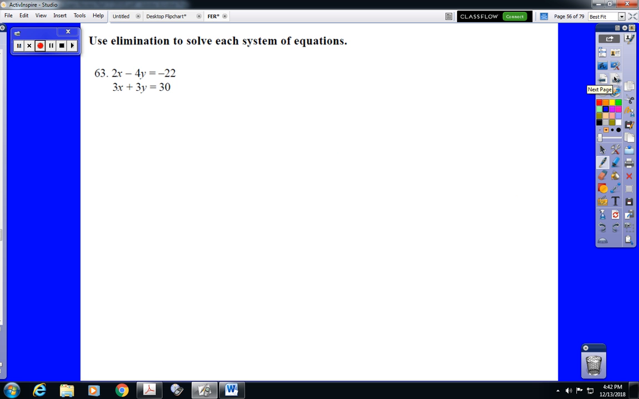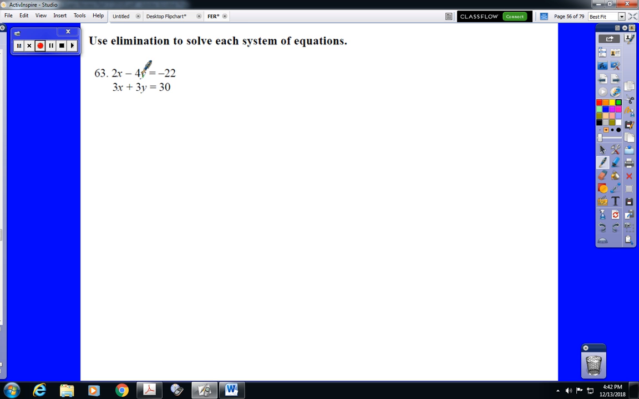Okay, number 63, again, says use elimination. This is almost the last problem. I guess it's not quite the last problem. Now, this is one where we can't get away with only multiplying one equation. So again, we have to make a decision. We're going to eliminate x, or we're going to eliminate y. And I look at this and I would eliminate y because the signs are already different.